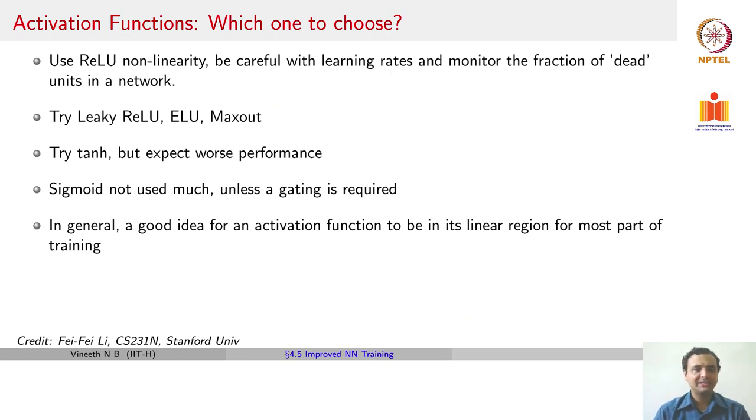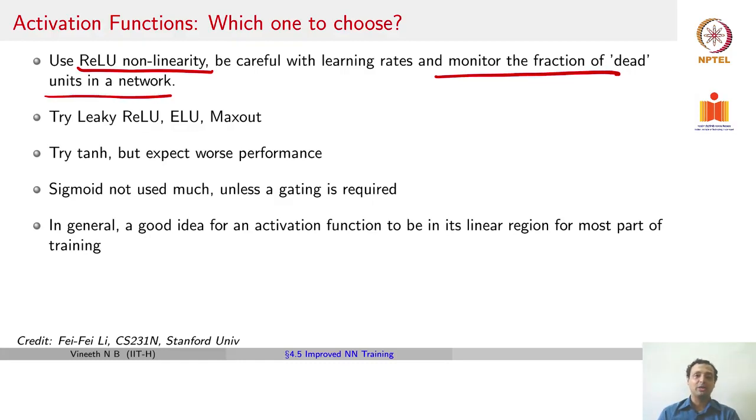Now you could ask, having seen these, which one do I choose when I design a neural network? In practice, most often people use ReLU. It just seems to work very well, very cheap, very fast. So people often use this, but it may be handy to keep monitoring the fraction of dead units in a neural network, neurons that are not contributing, and see if that requires you to change something in your design. In case ReLU does not work, consider using leaky ReLU or ELU or maxout. Tanh can be tried, but you may have to expect a performance which is not as good as ReLU, depending on certain circumstances. Sigmoid is not used much today unless a gating kind of response is required.